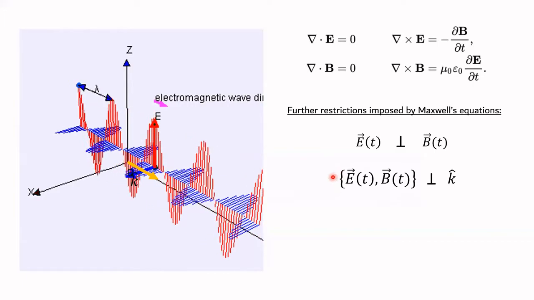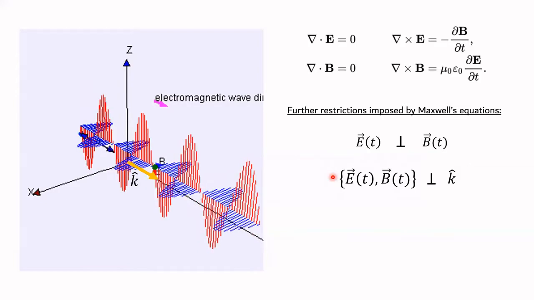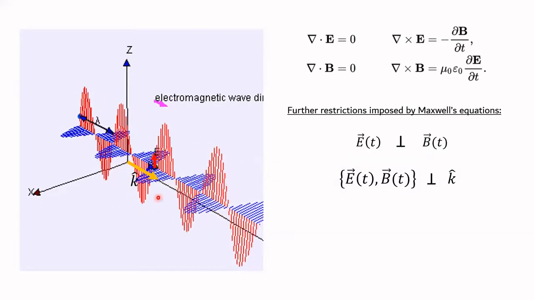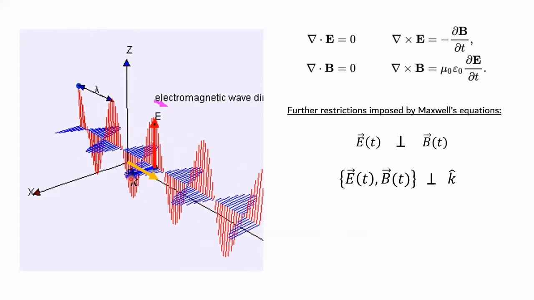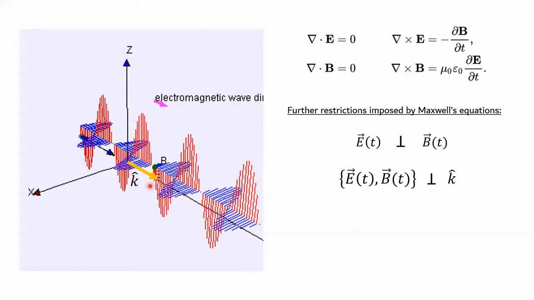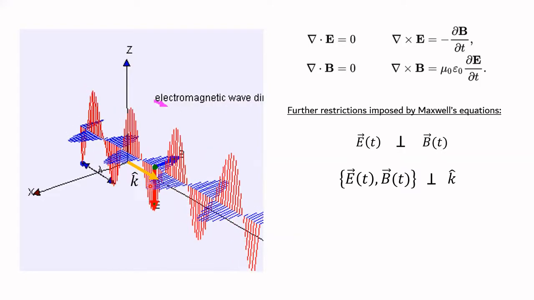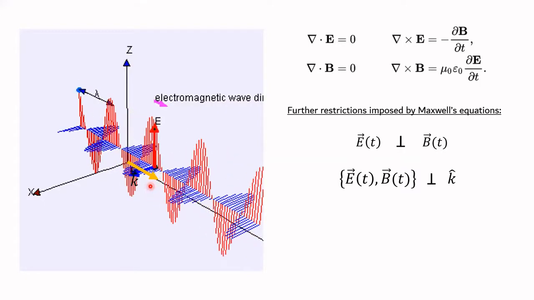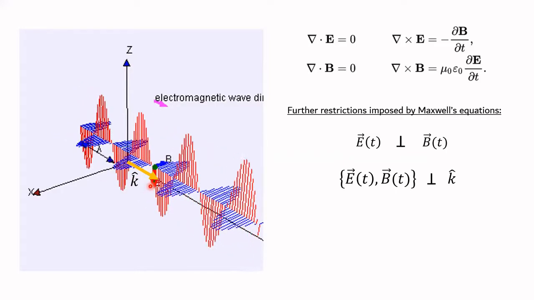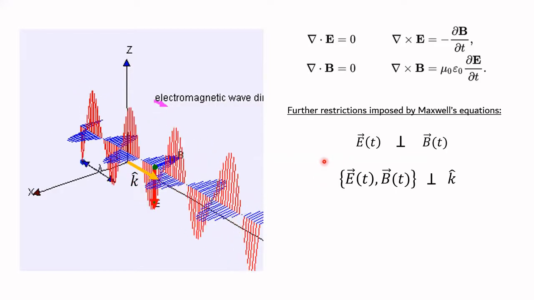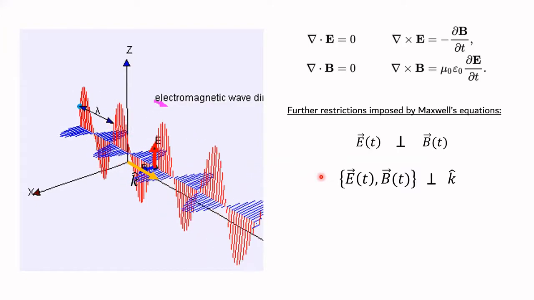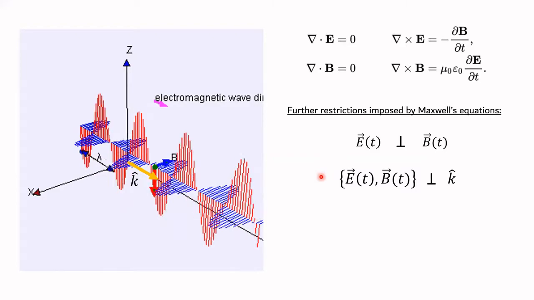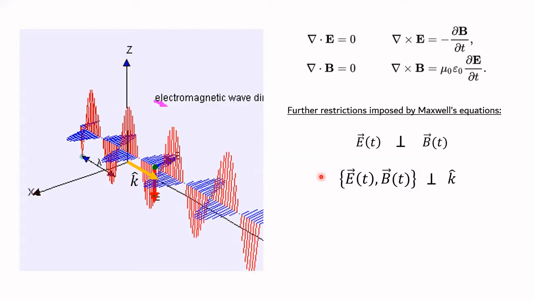This second statement tells us that both of those fields are also perpendicular to the direction of propagation. So I'm going to use this commonly used letter K, K hat. That's a unit vector that points in the direction that the wave is traveling. K hat. E and B are both perpendicular to K hat. That's really just another way of stating that it's a transverse wave. Both quantities, the electric field and the magnetic field, are oscillating transverse.